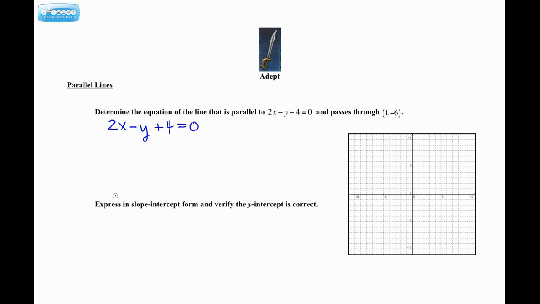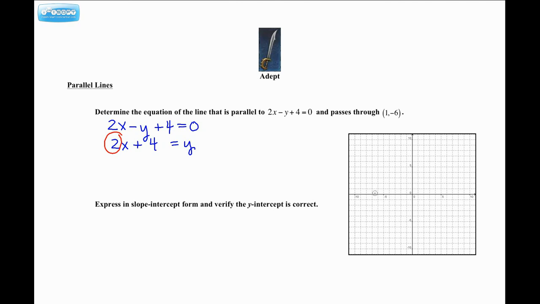Okay, so let's just solve for y. Well, this is easy. Add y to both sides. Okay, so our slope is 2. The slope of their line is 2. Therefore, because they're parallel, our line also has a slope of 2.